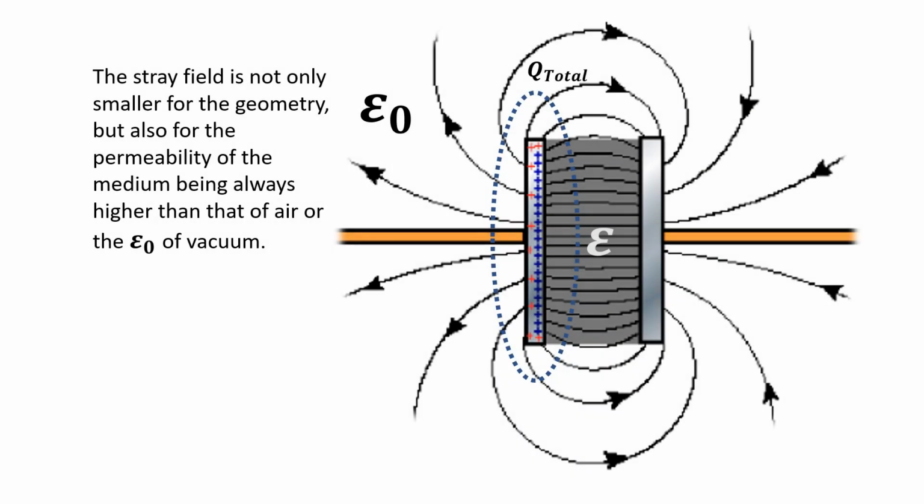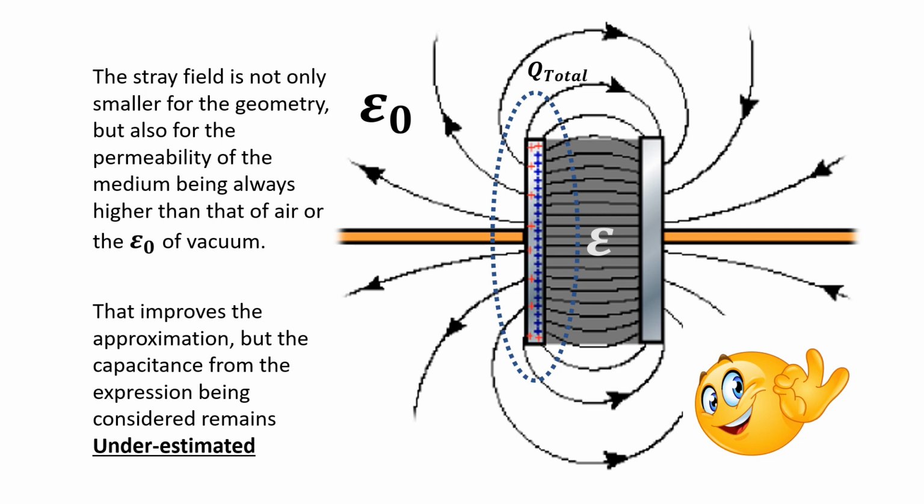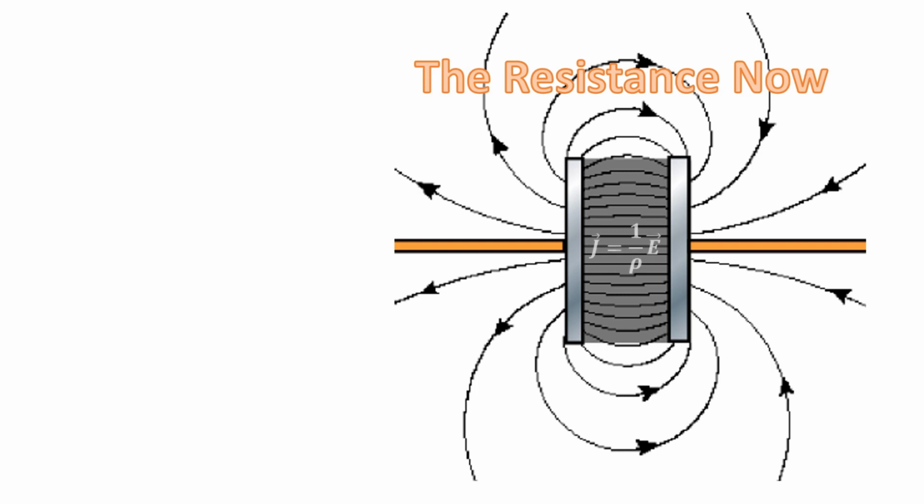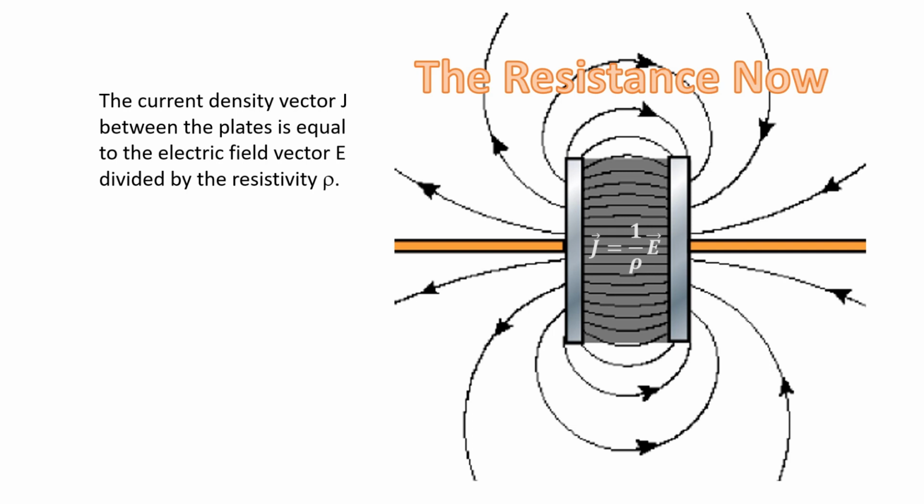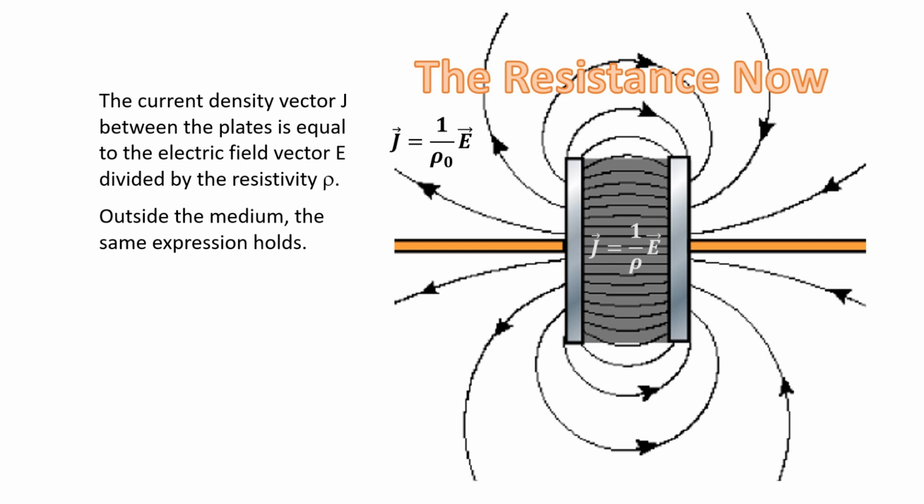The stray field is not only smaller for the geometry, but also because the permittivity of the medium is always higher than that of air or the epsilon zero of vacuum. That improves the approximation, but the capacitance from the expression being considered remains underestimated. Let's see the resistance now. The current density vector J between the plates is equal to the electric field vector E divided by the resistivity ρ. Outside the medium, the same expression will hold, only that ρ0 is huge in air and infinite in vacuum, so the current density outside the plates is 0.